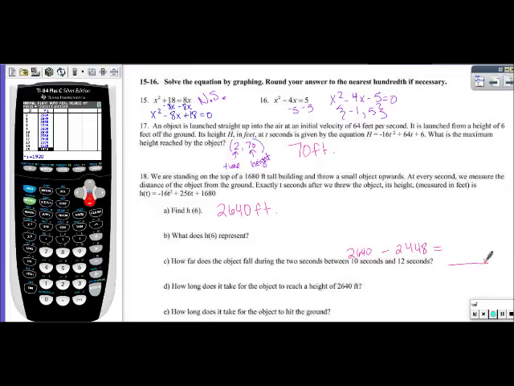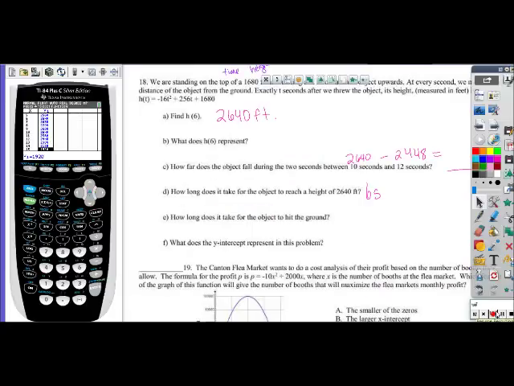And then D says, how long does it take for the object to reach a height of 2,640? So you have to be careful here because I think there might be two 2,640s. There is. So how long does it take? It takes 6 seconds for it to reach the 2,640. Okay? Because the 10 seconds at 2,640 is actually when it's on its way back down. So this would be 6 seconds.